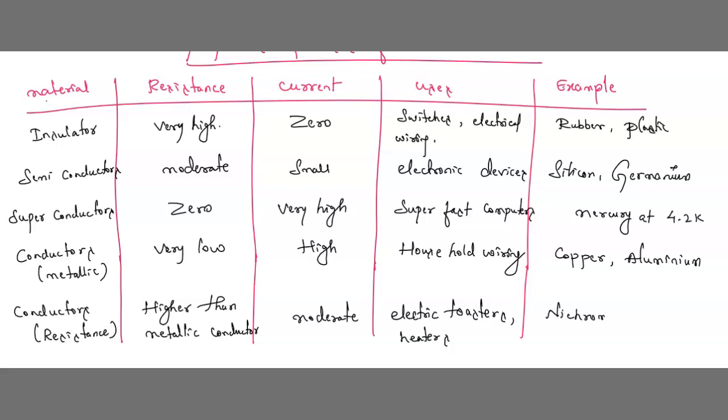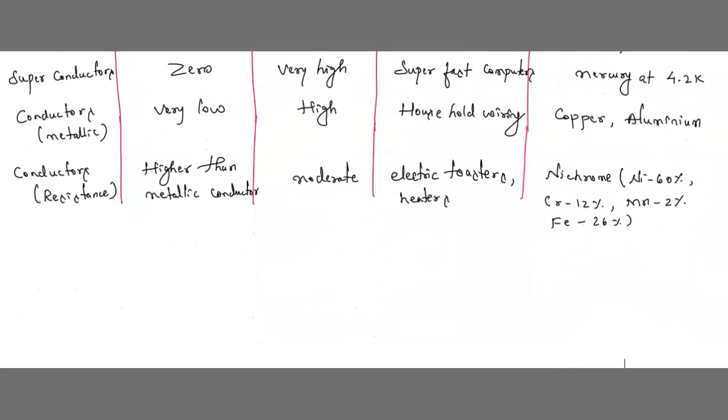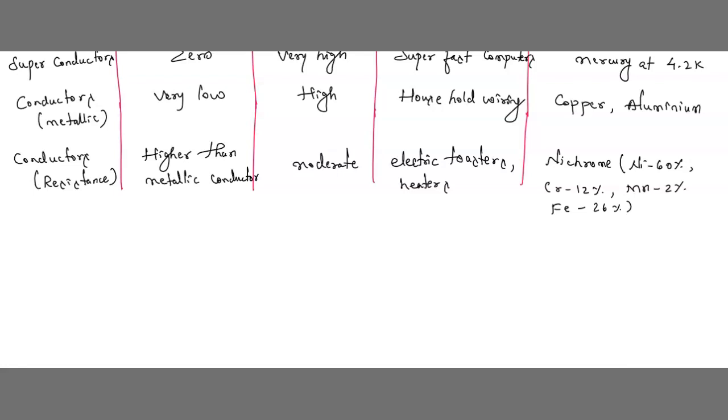Examples: nichrome, constantan, manganin. I'll just show you nichrome. Nichrome is about 60% nickel. You need not write this, just remember: chromium is 12%, manganese is 2%, ferrous, that is iron, is 26%. So these are the things we use to make resistance conductors, for electric toasters and heaters. Done.